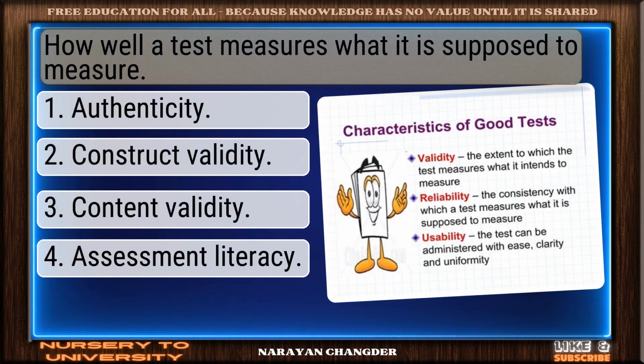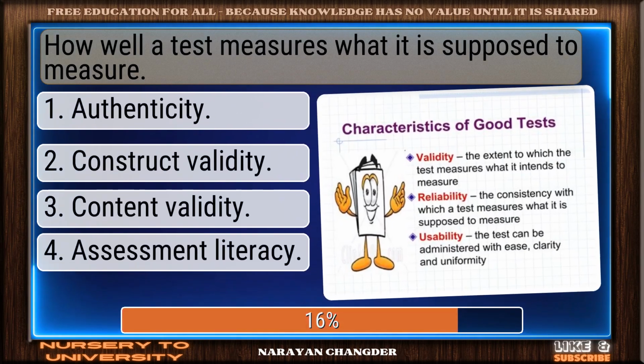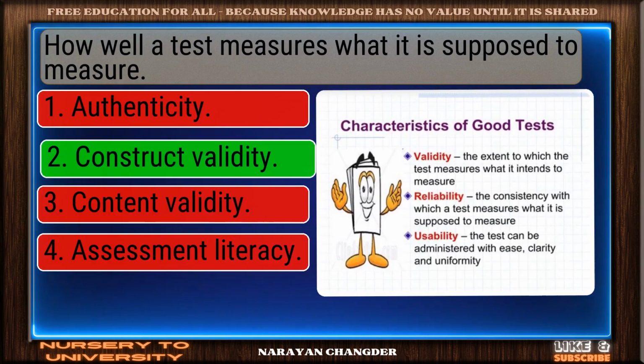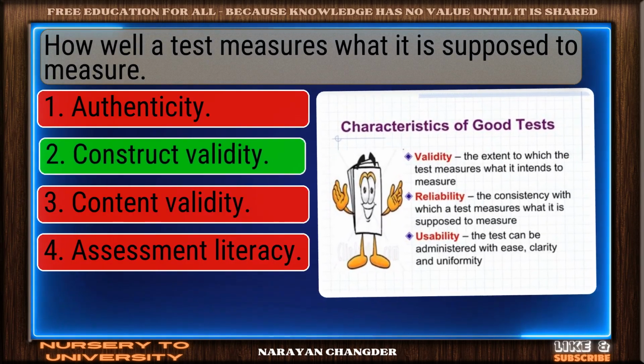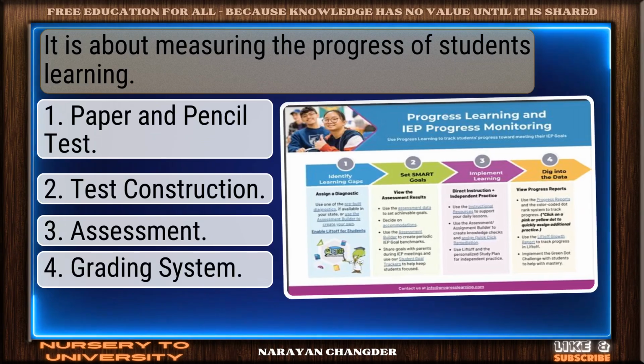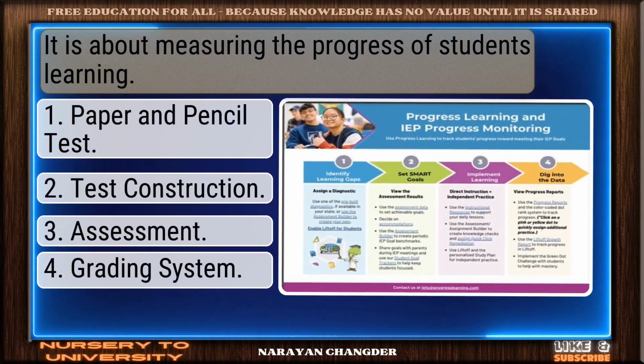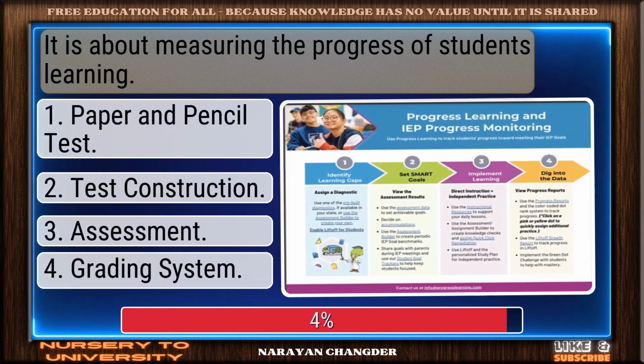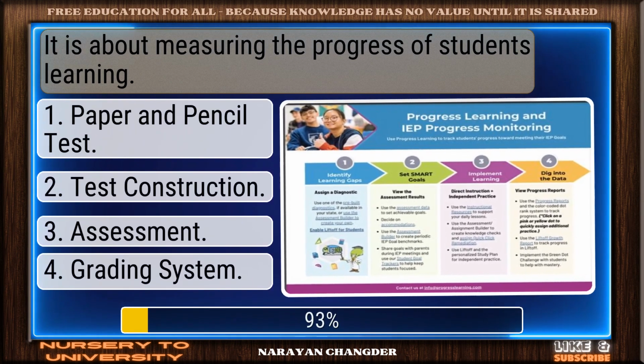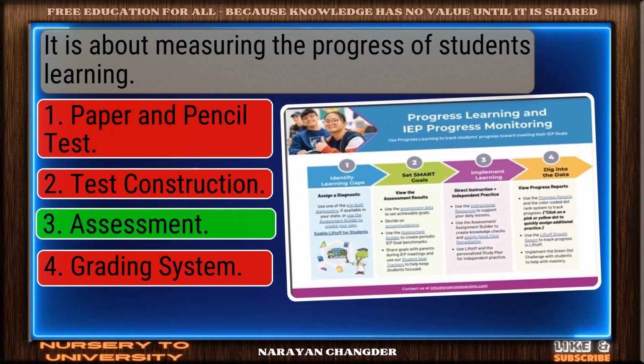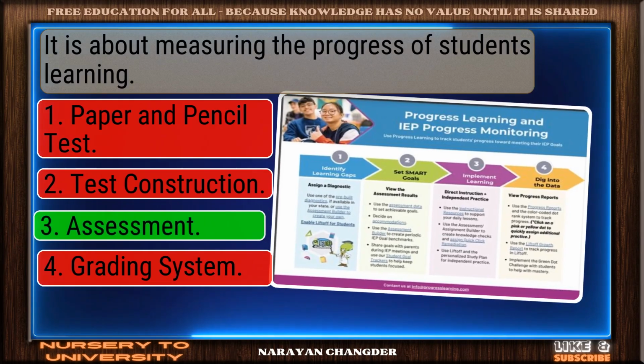How well a test measures what it is supposed to measure. Nice work! You chose construct validity and it is correct. It is about measuring the progress of students' learning. Strong choice. Assessment is the right answer.